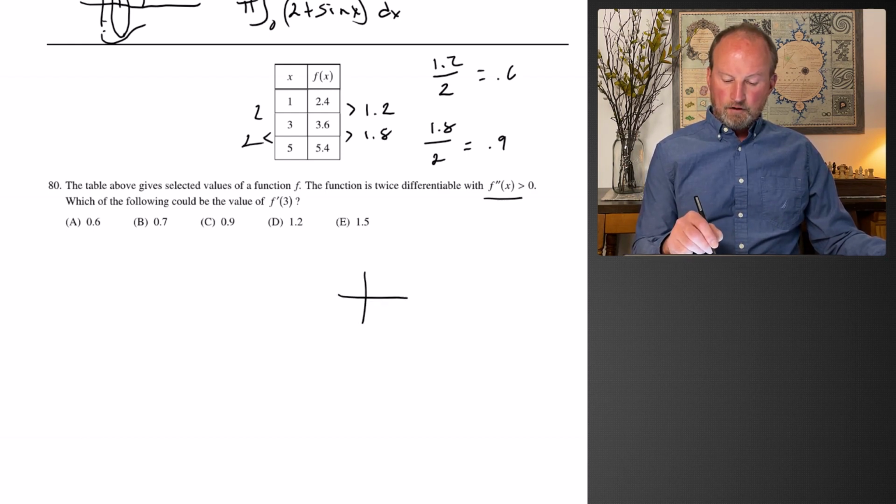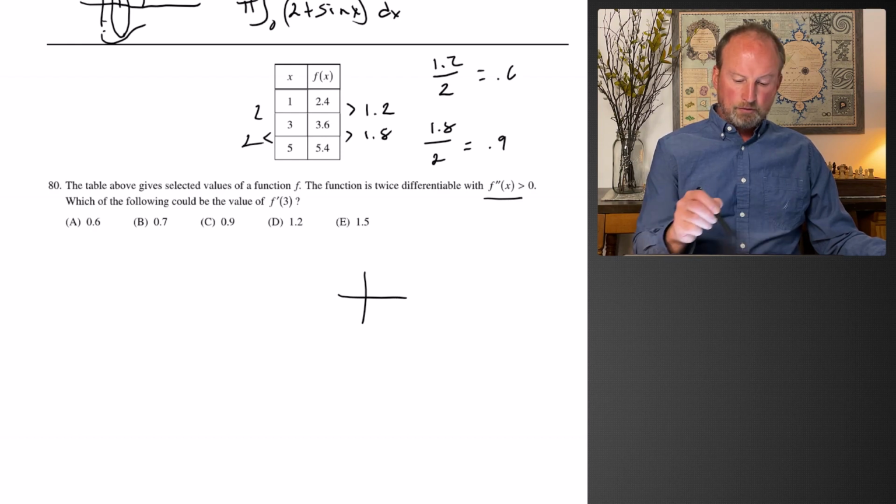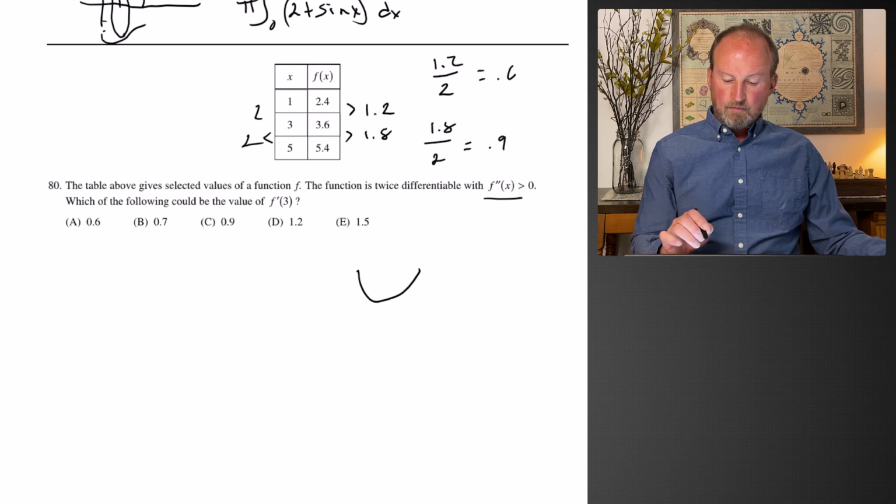So if my graph were concave up and my function's increasing, that means I'm on this side of the minimum. If it was a parabola, it'd be a vertex. And so I know it's increasing at an increasing rate. Okay, so which one of these could possibly be the answer?